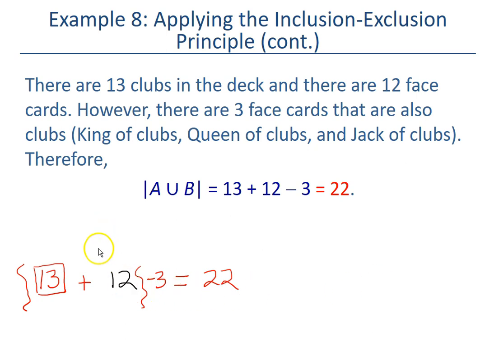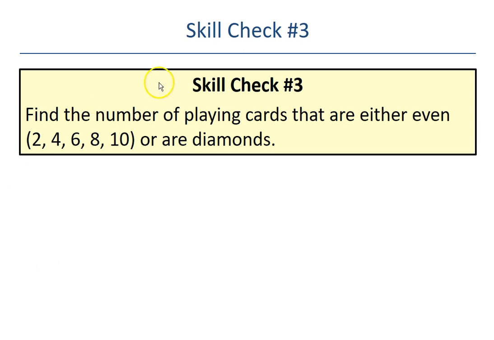All right, well, this will wind up our part 2 of our lesson. Well, let's do this skill check, number 3. Find the number of playing cards that are either even or are diamonds. Now, remember, the word or indicates union.